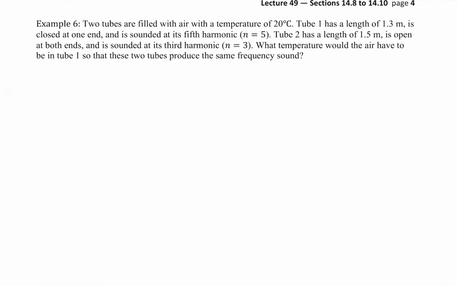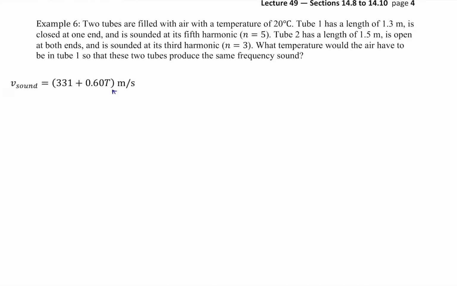Last example. Two tubes are filled with air at a temperature of 20 degrees Celsius. Tube 1 has a length of 1.3 meters, is closed at one end, and is sounded at its 5th harmonic, n equals 5. Tube 2 has a length of 1.5 meters, a little bit longer, and is open at both ends, and is sounded at its 3rd harmonic. What temperature would the air have to be in tube 1 so that these two tubes produce the same frequency sound? That's kind of cool, right?